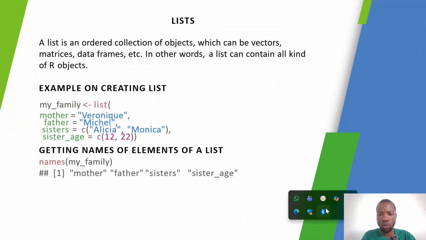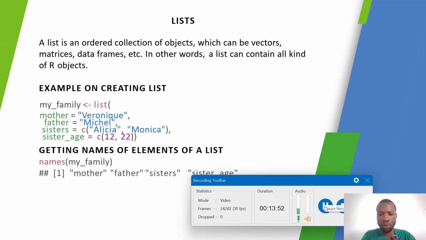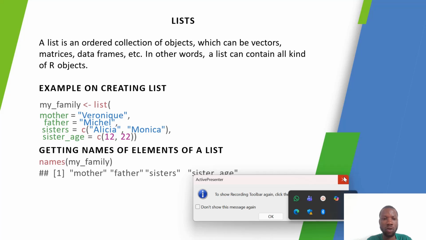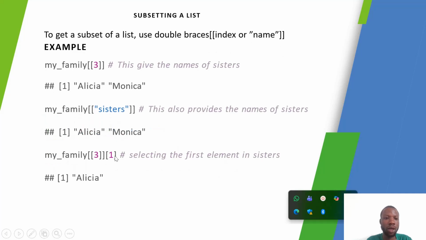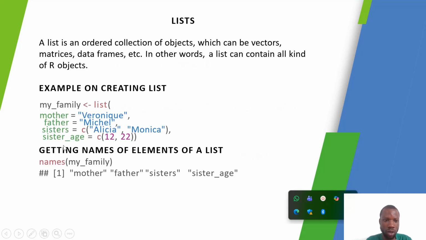We can also see the names of a list. If you want to see the names of a list, as I told you, you can use the names function, and then you put the name of the list. Inside the list there are a lot of names that we have already created, so it's going to bring you all the names of the list that you have already created.